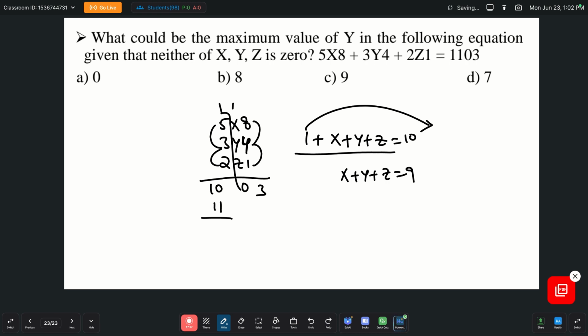And none of the values are 0, so we need to take the smallest value other than 0, which is 1. We need to find the y value. x and z will be equal to 1, so y will be equal to 9 minus 2, equal to 7. Maximum value of y equal to 7.